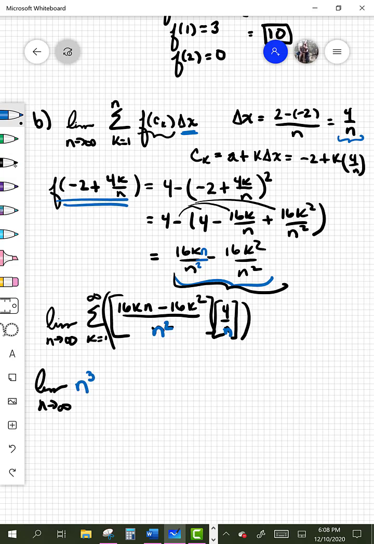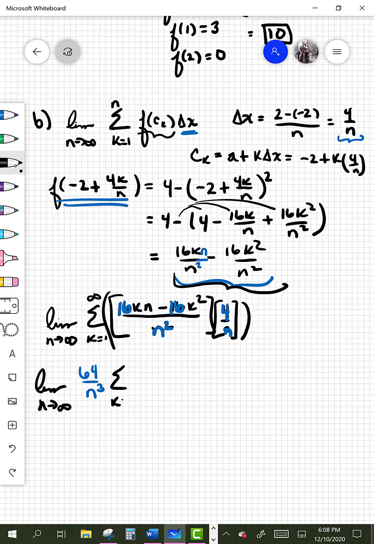And then notice that we can factor out a 16 here from both of those pieces. This is going to be distributed, so times that 4. So 16 times 4, that's in the denominator with that n cubed, gives us 64. So we have 64 all over n cubed that we're going to pull outside of that summation.